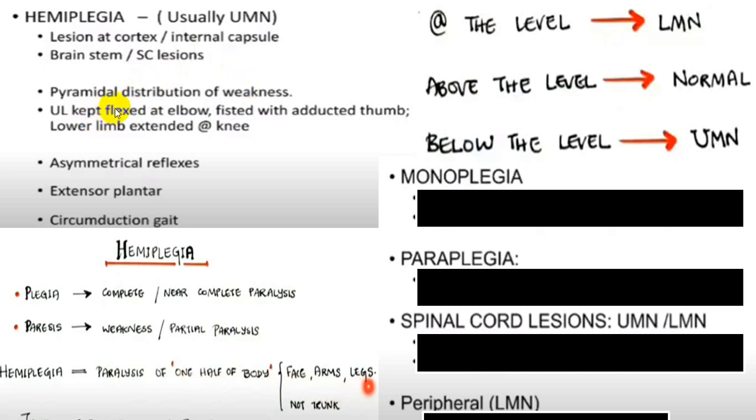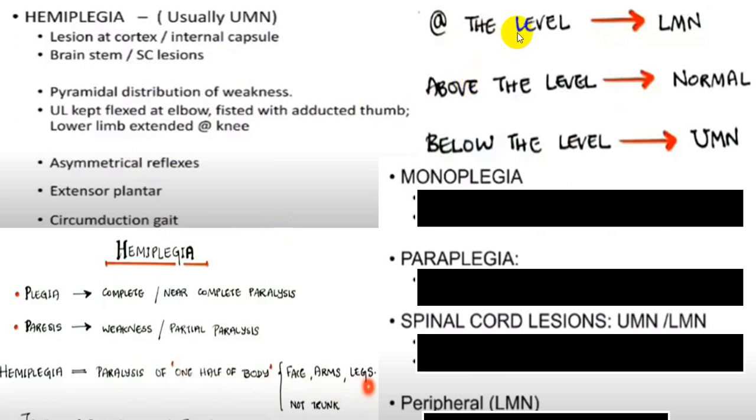Upper limb will be flexed at the elbow. Fist will be closed. You will have adduction of the thumb, and lower limb will be extended and adducted. Asymmetrical reflexes will be present because on the side of the damage you will have exaggerated or brisk reflexes with clonus present. Plantar will be extensor and the person will have a classical circumduction gait.